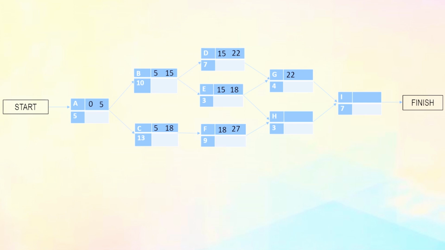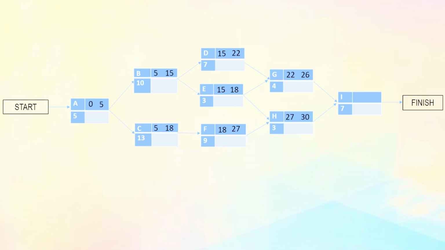For G, it has two predecessors, E and D. Since the highest earliest finish time is 22, G can start earliest at 22 and finishes at 26. H has two predecessors, E and F, so the highest earliest finish time is 27. H can start earliest at 27 and finishes at 30.